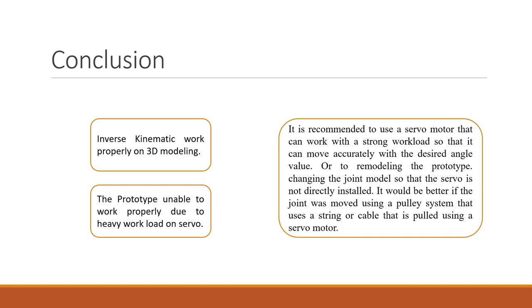Or we can try to remodel the prototype, changing the joint model so the servo is not directly installed to the body part. It would be better if the joint was moved by a pulley system that uses string or cable to pull the body part using a servo motor.